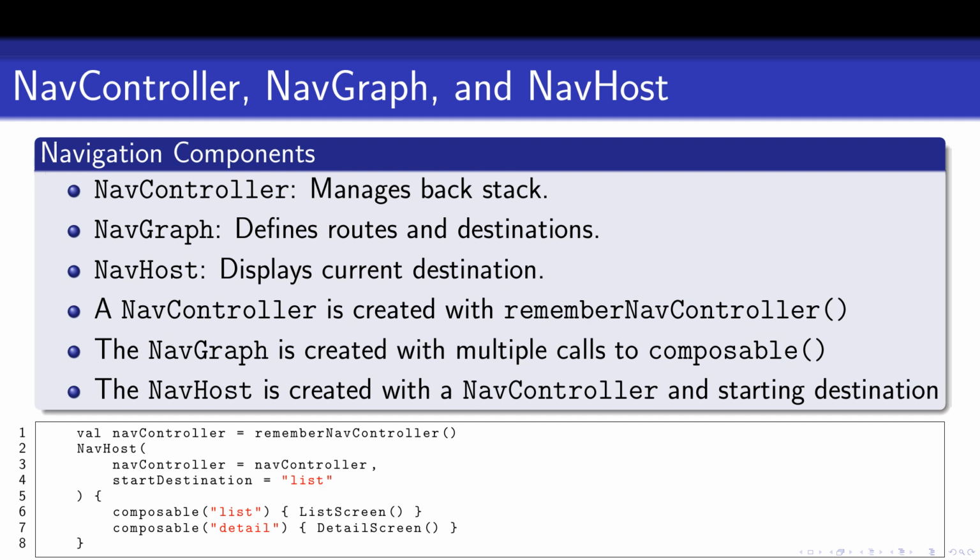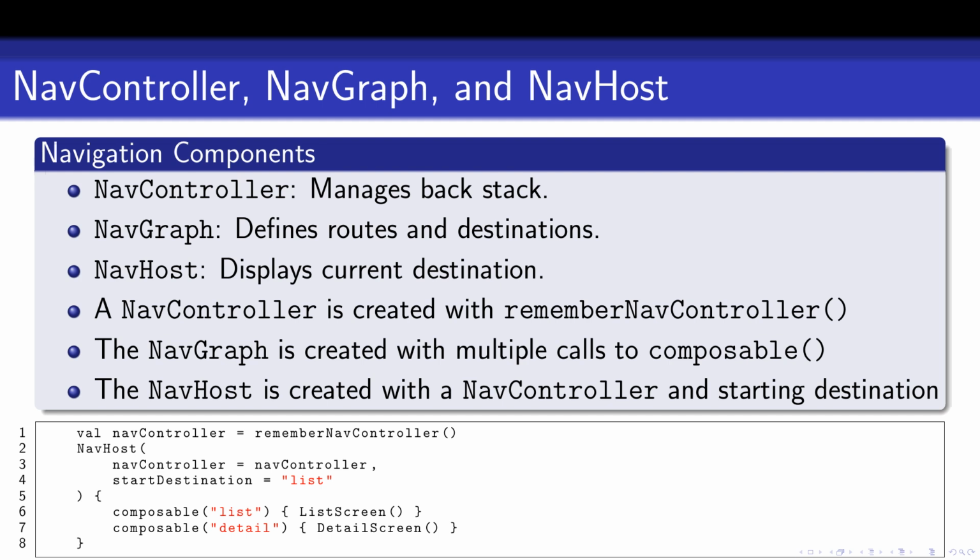Jetpack Compose Navigation consists of three main elements: NavController, NavGraph, and NavHost. NavController keeps track of the navigation back stack. NavGraph defines what screens, or destinations, are in the app and how they're connected. NavHost is the container that displays the current destination. You create a NavController using rememberNavController, define routes using composable functions, and pass that controller into a NavHost to manage navigation.